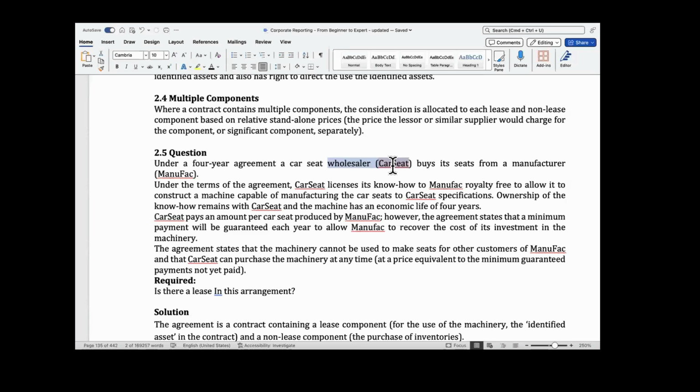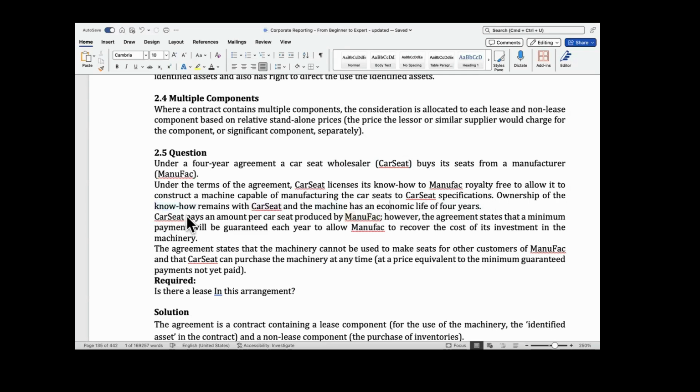So he then gave the manufacturer a way to build a machine so that he can be producing that car seat for him the way that he wants it. Okay. Now, we are told ownership of the know-how remains with Car Seat, and the machine has an economic life of 4 years. So the way to manufacture that machine still belongs to Car Seat. However, the machine that was produced by that manufacturer has 4 years useful life.